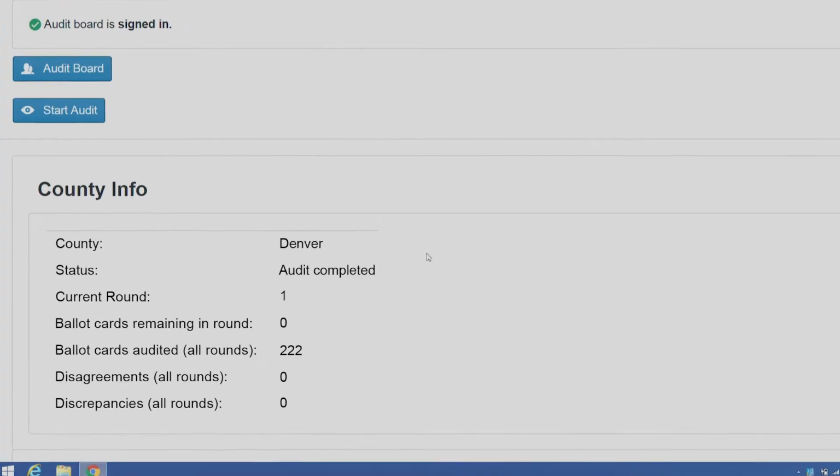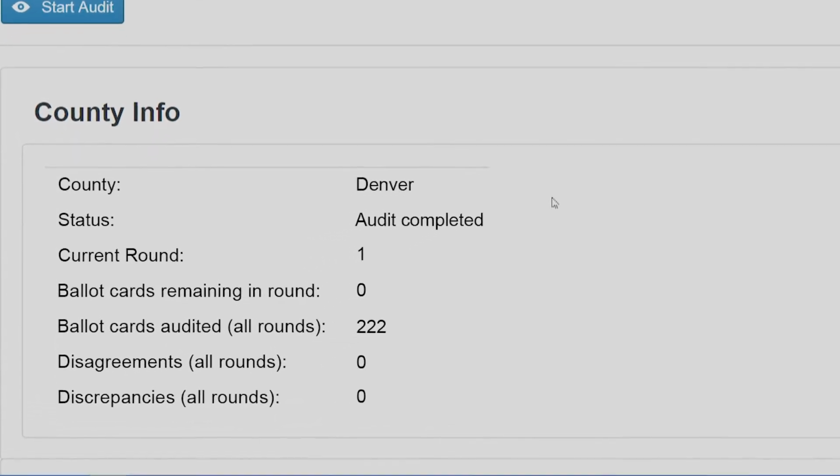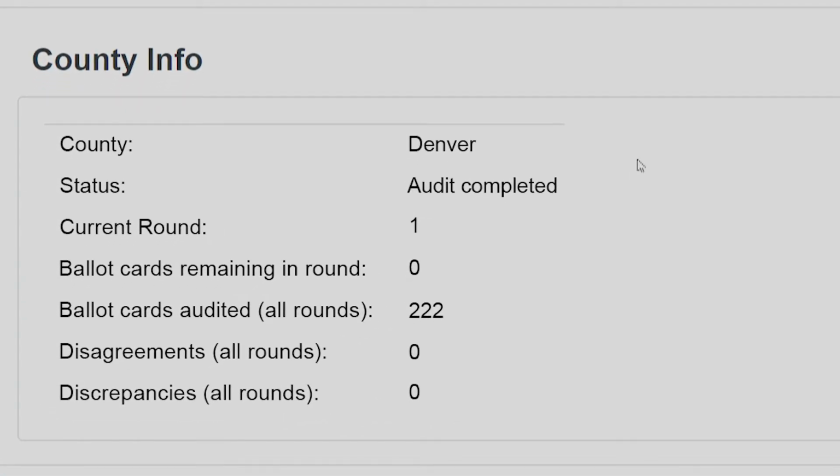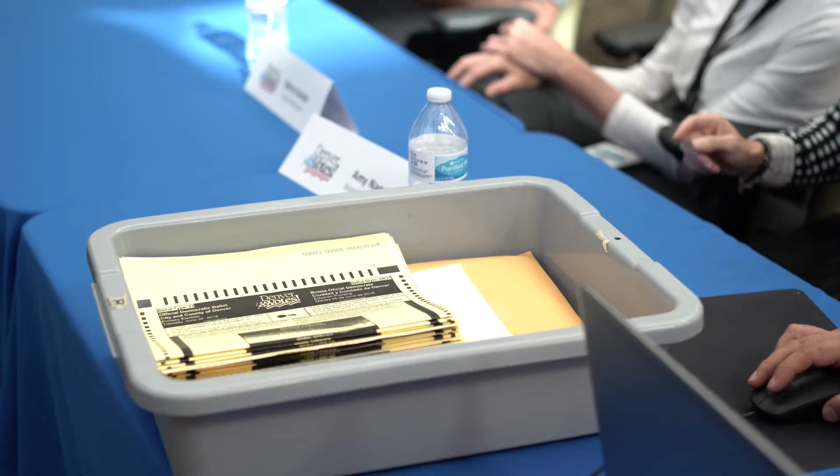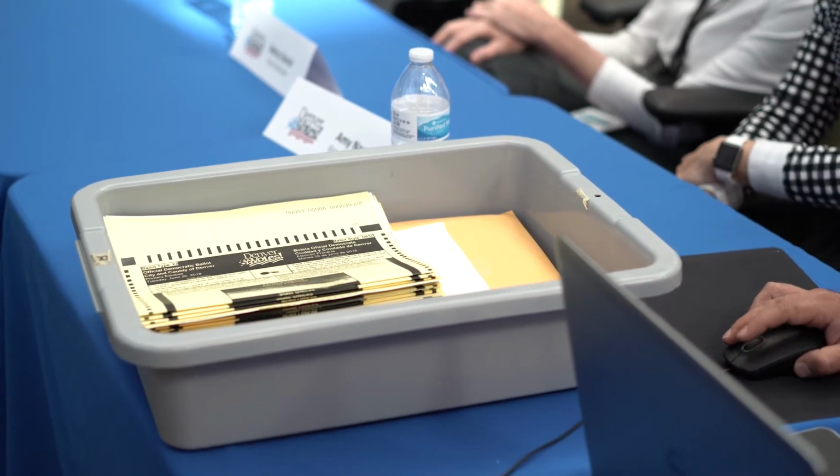After the first round of the 2018 primary election audit, Denver's Elections Division recorded 0 discrepancies between the audit board's reporting and the original cast vote record, a perfect score.